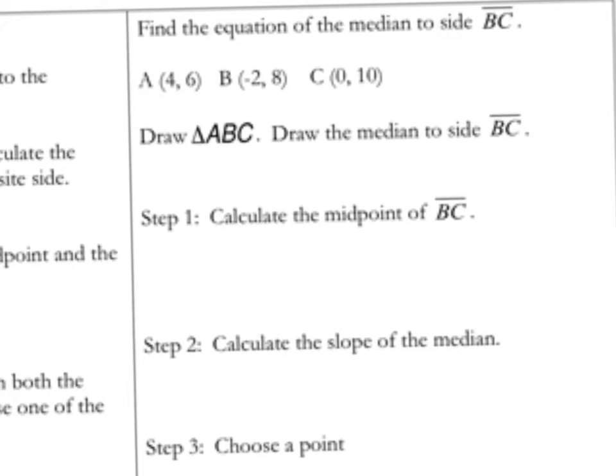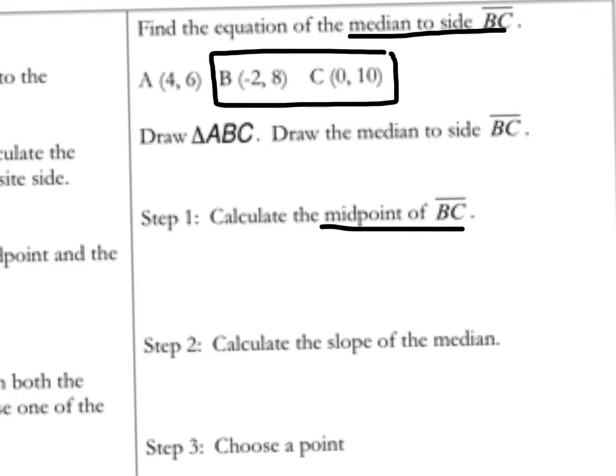It says calculate the midpoint of BC. Since I'm drawing my median to side BC, I want to calculate the midpoint of BC. So I'm going to use these 2 points. I'm going to do my midpoint formula, which is x plus x divided by 2, y plus y divided by 2. Always start with the same point, so we're going to start with point B.